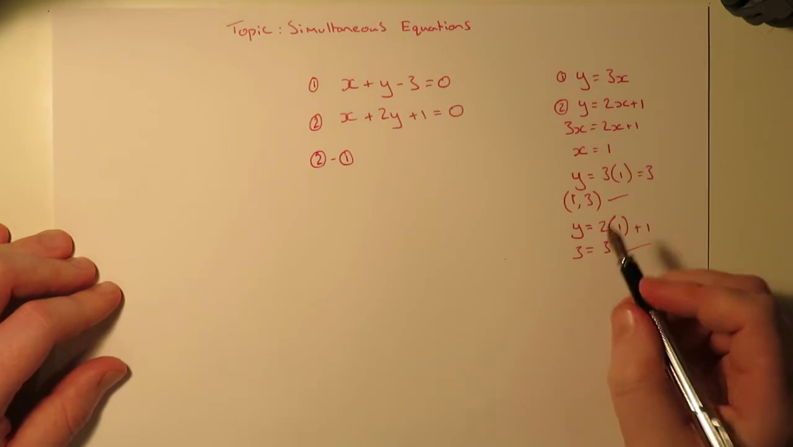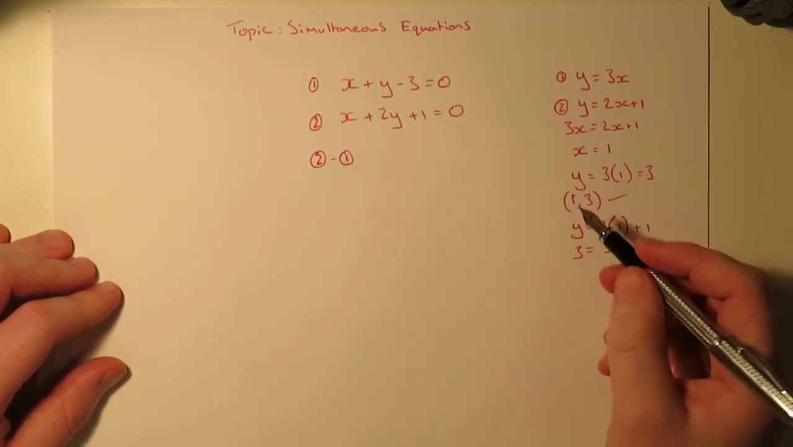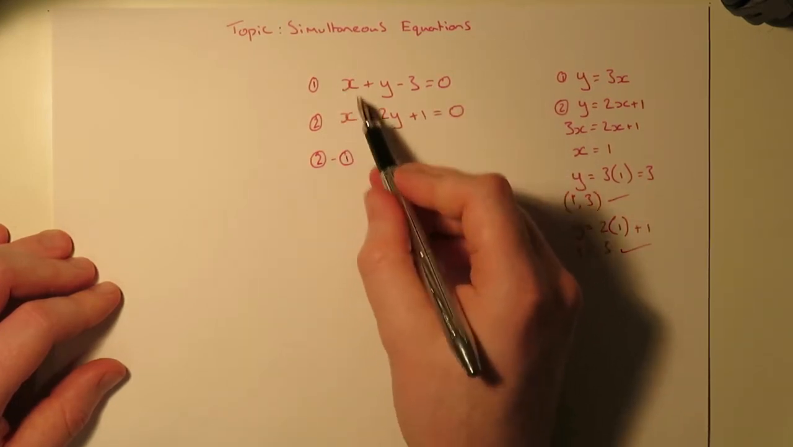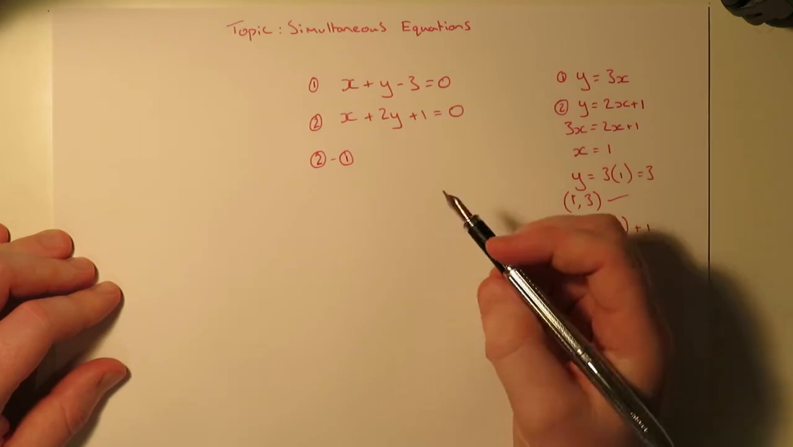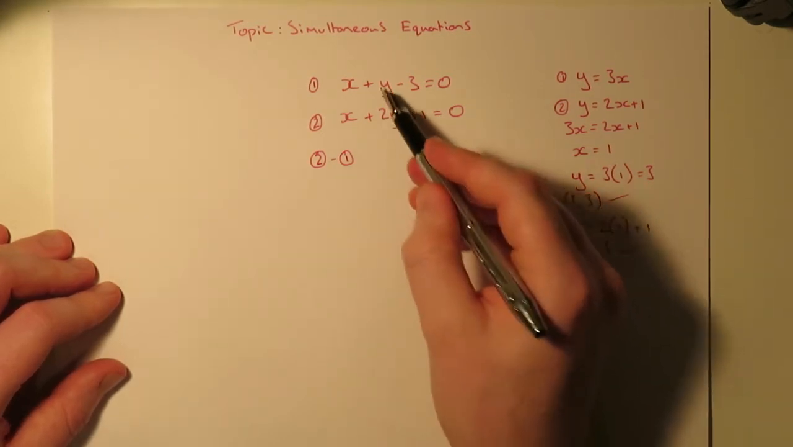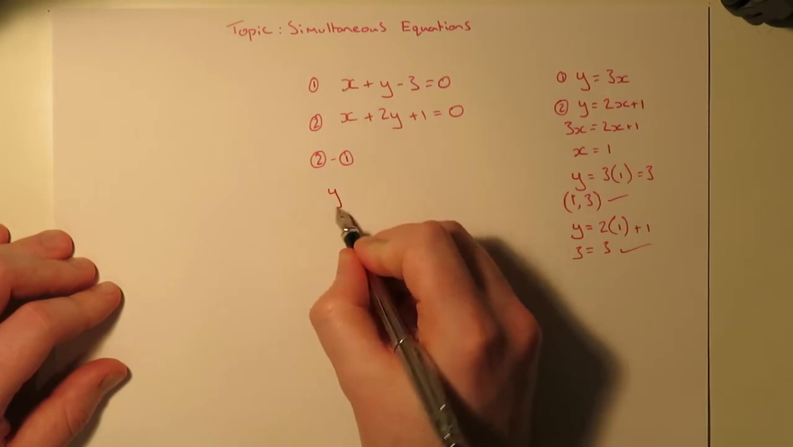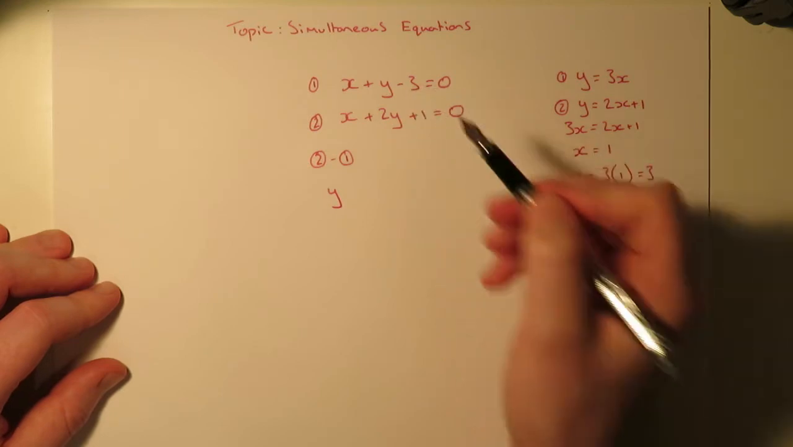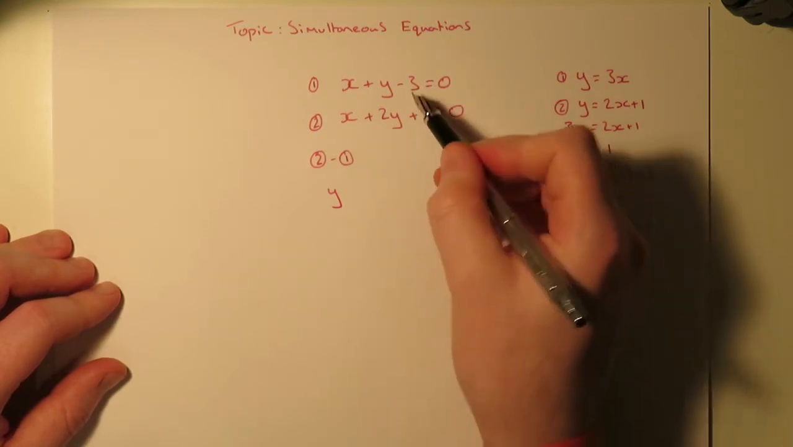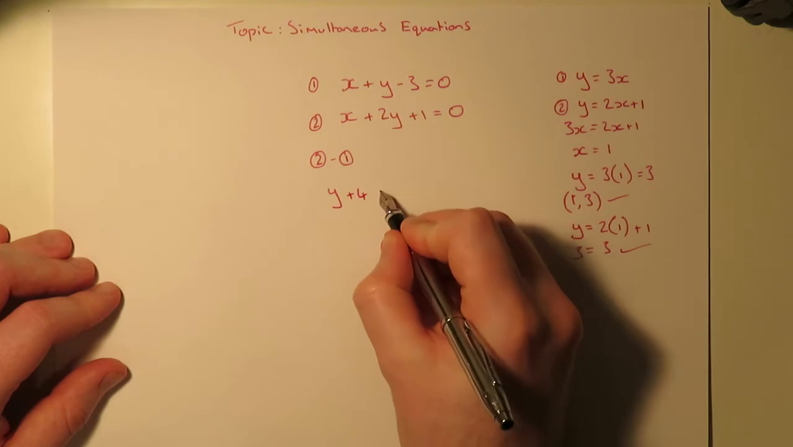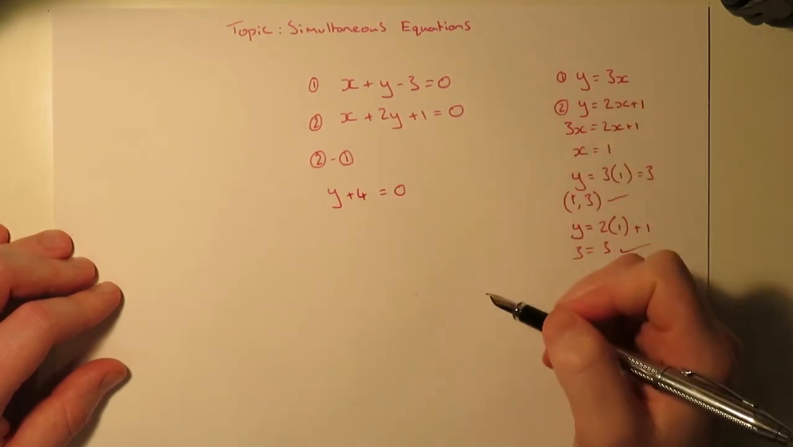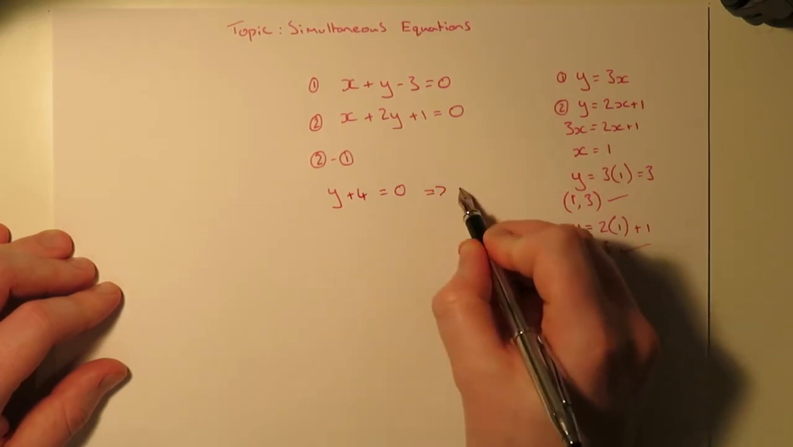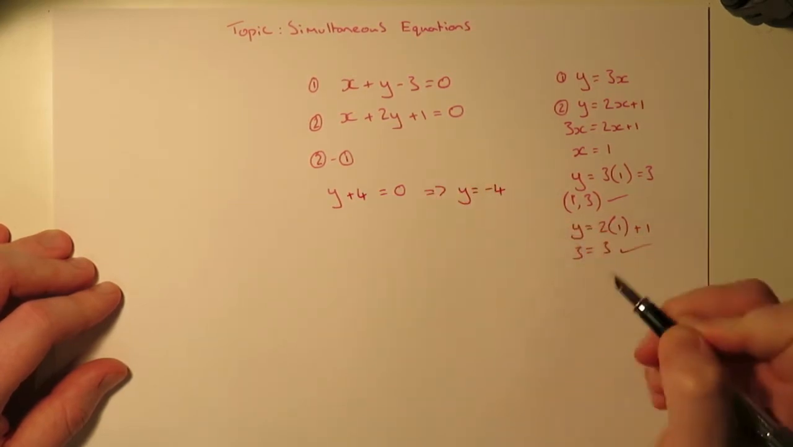If you do that, then you'll have this equation subtract this one. So you'll have x subtract x, which is nothing. You'll have 2y subtract y, which is just y. And then you'll have 1 subtract negative 3, so that will end up being a positive 3 there. So 1 plus 3 is 4, and then 0 subtract 0 is still 0. So in this case you can work out that y is equal to negative 4.